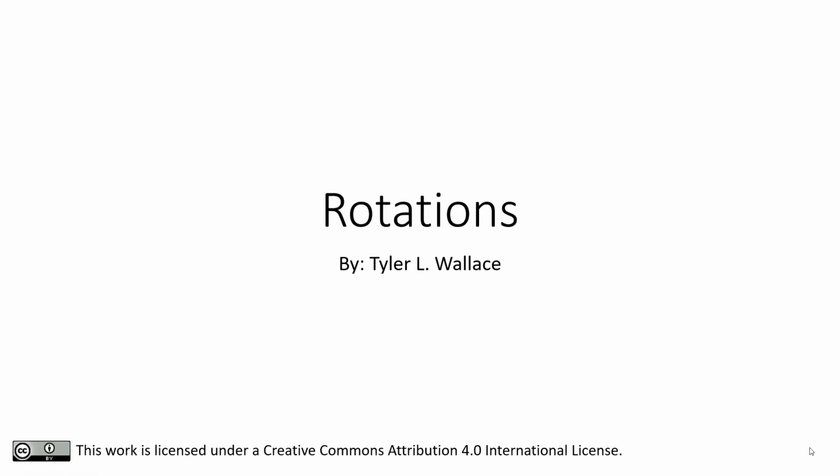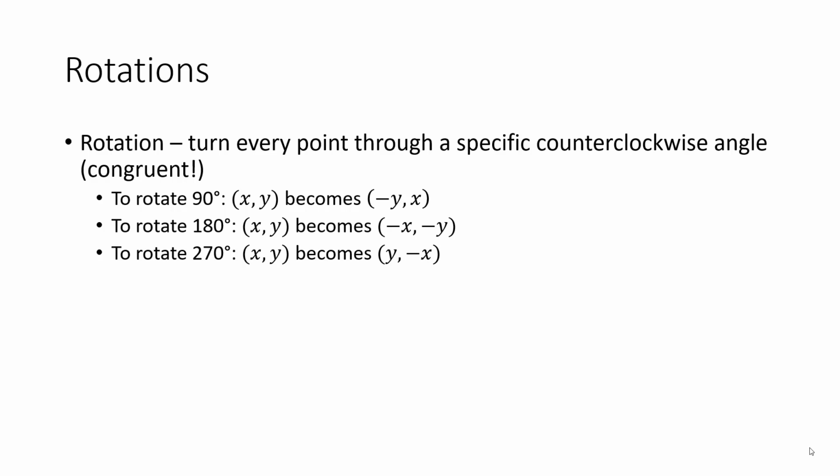Another type of transformation is what is called a rotation. We're going to look at rotations today. A rotation will take every point and turn it through a specific counterclockwise angle. After a rotation, the shape is still congruent. It's just at a different direction and in a different orientation.